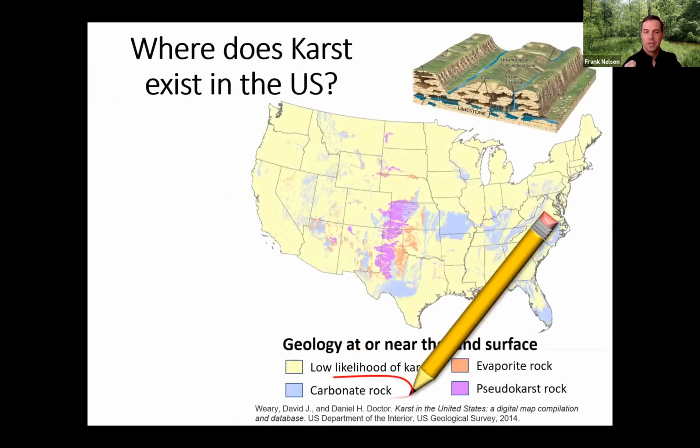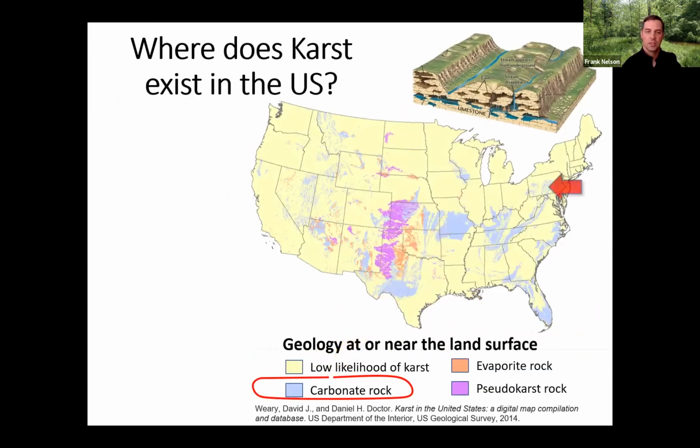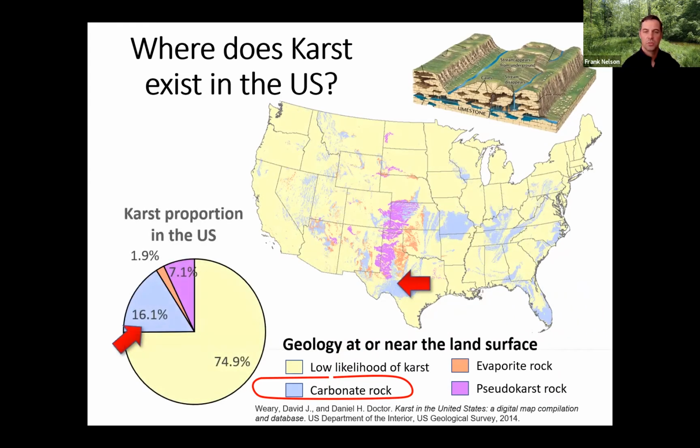And so to figure out where does Karst exist in the US, we can look at where carbonate rock exists at or near the land surface. And you have Karst areas along the East Coast. You have these locations that are mid-latitude, mid-continent, you can see Missouri's definitely got a big block of Karst. And then additionally, there's locations out west and in Texas that also make up Karst. But overall, it's relatively a small amount of land mass, about 16%.